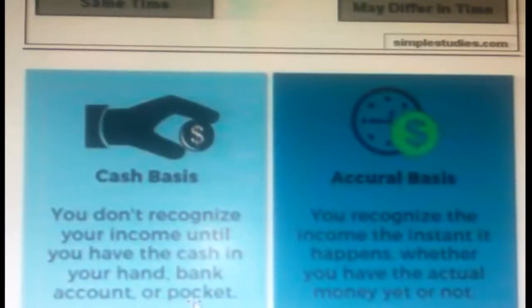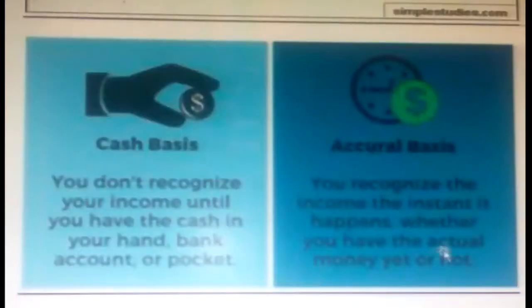So bank account, correct. Any transaction where you got money, only then do you go and record it. That is what is called cash basis. But in accrual basis, once you recognize the income, the instant it happens, whether you have the actual money yet or not, whether you received money or not, once you recognize it as income, as revenue, you want to account for it, correct. That is called accrual basis, correct.